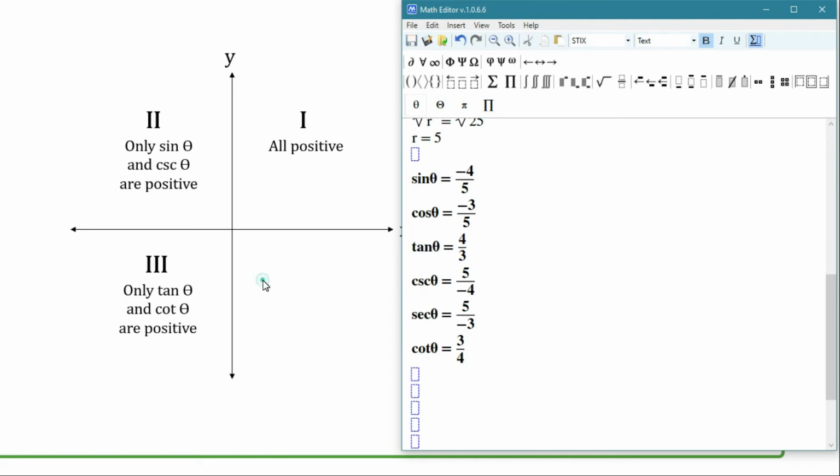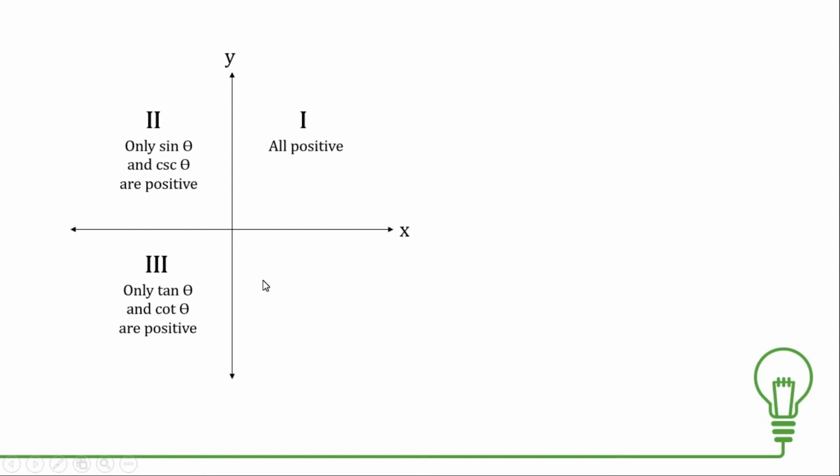Okay, and the last one, if the angle falls on the fourth quadrant, then since the abscissa is positive and the ordinate is negative, those functions that contain the ordinate, which is the negative one, would be negative. Okay, and the only positive would be the cosine theta and the secant theta. So you have to remember this.